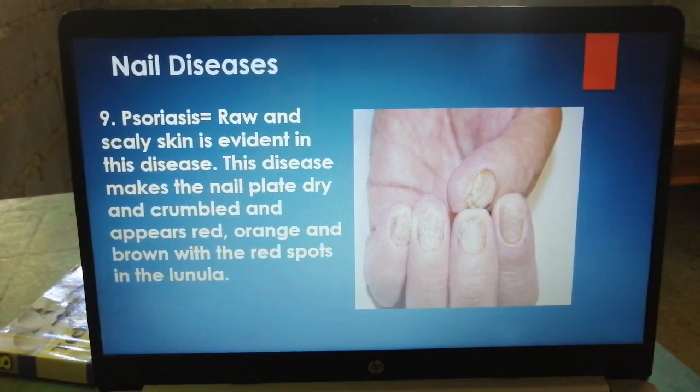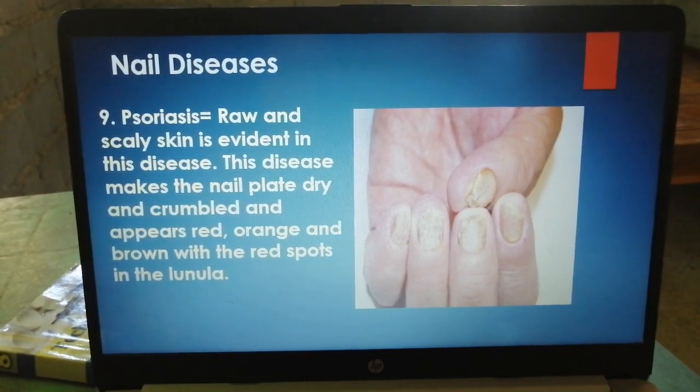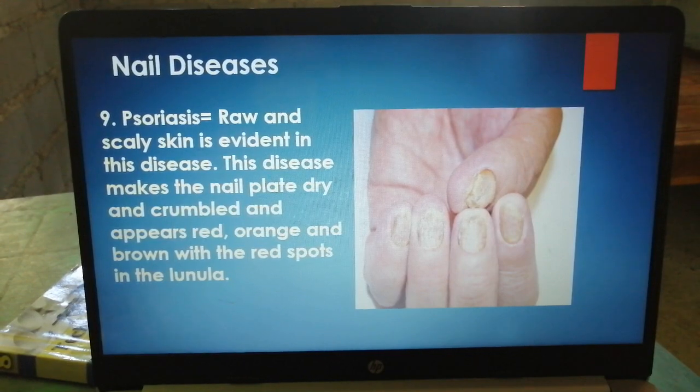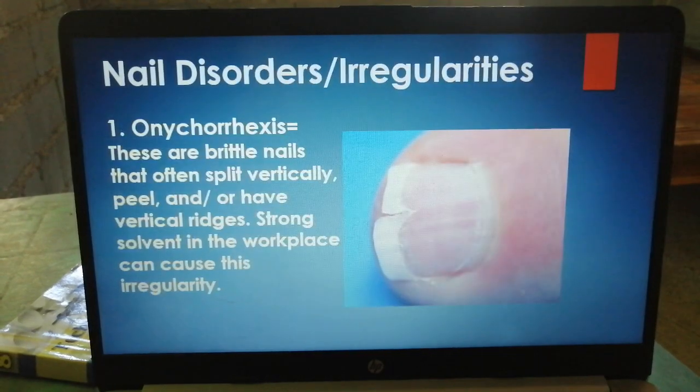The next is psoriasis. Psoriasis, raw and scaly skin, is evident in this disease. This disease makes the nail plate dry and crumbled and appears red, orange, and brown with red spots in the lunula. Then next, we have the nail disorders or irregularities. The first one is onychorrhexis.